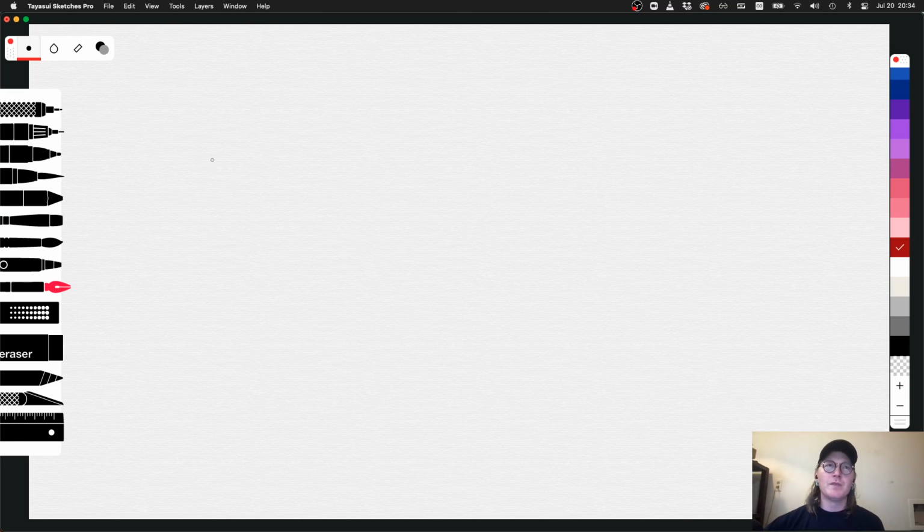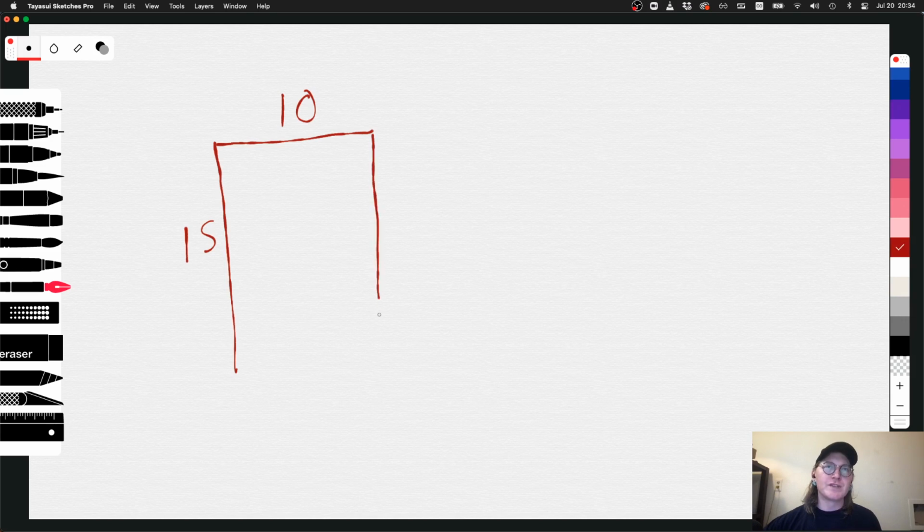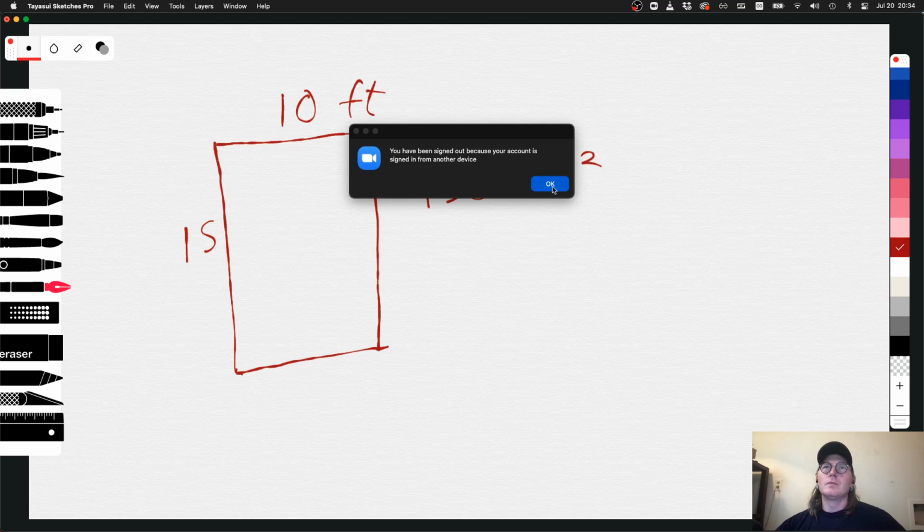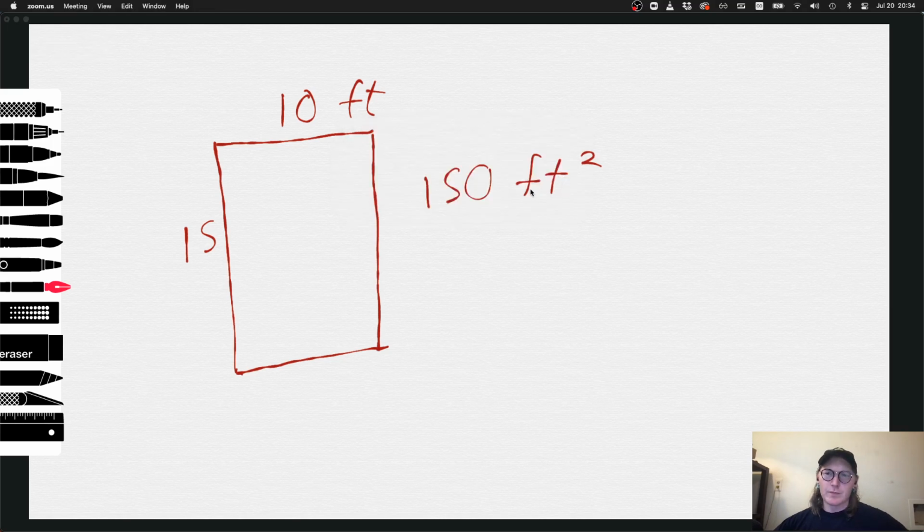I'm going to do this from the point of view of a room. So we have some room, and let's say it's 10 feet by 15 feet. What is the square footage of this room? Right? That's 150 square feet. Whereas each of these measurements is 10 feet, 15 feet.